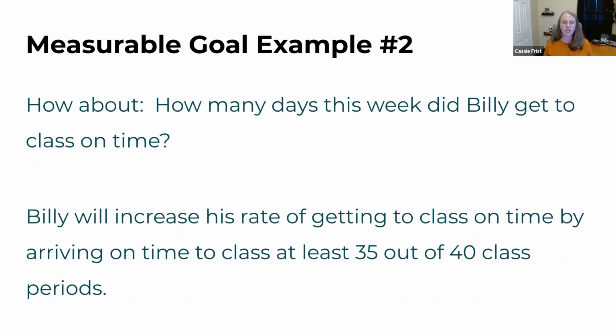So if we changed "did Billy get to class on time" to "how many days this week did Billy get to class on time," what goal could go with that? Billy will increase his rate of getting to class on time by arriving on time to class at least 35 out of 40 class periods. I picked that because in the district I'm thinking of, there's 8 periods in a day, 5 days in a week, 40 class periods, right? Make your math as easy as possible.